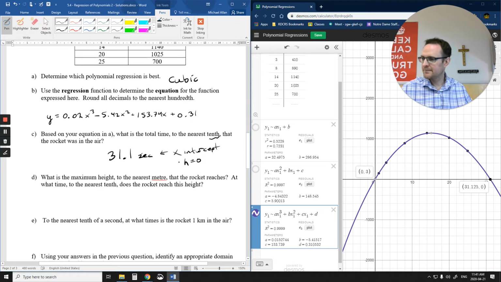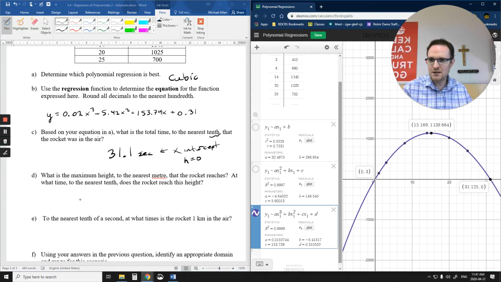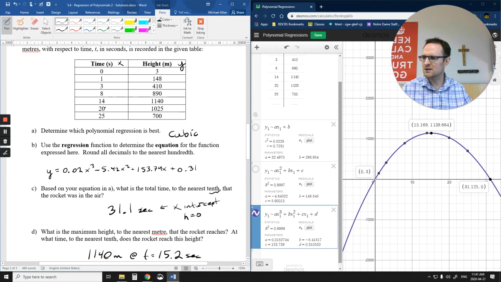Right. Maximum height. You can see here, I'm going to highlight, there's a little gray dot there, so I'm going to hit that gray dot. And then you notice the maximum height is 1,001 to the nearest what? To the nearest meter. 1,040 meters at time equal to 15.2 seconds. I believe it's in seconds, right? Time seconds, yeah.